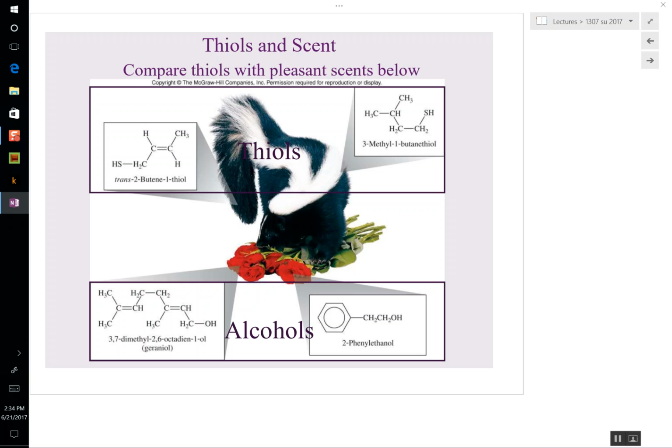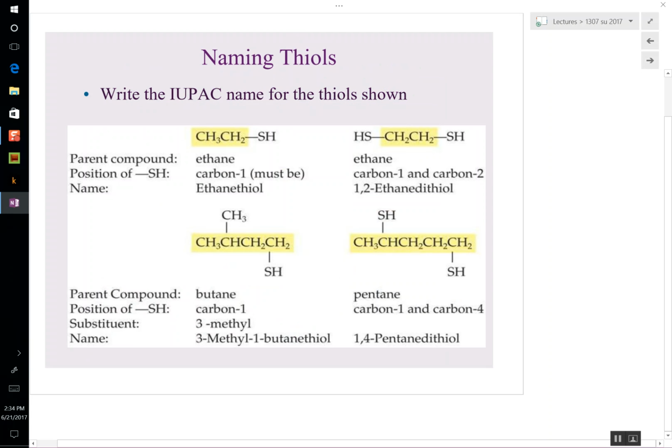So there's your thiol. These are molecules that he produces, he manufactures. And the alcohols, similar alcohols, are the fragrance coming off of roses. So there you go. Substitute that sulfur with an oxygen. Don't worry too much about it. Ethane thiol.